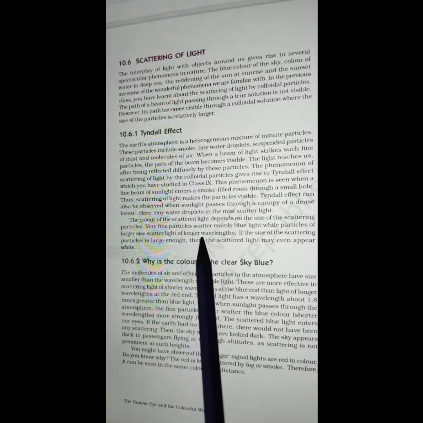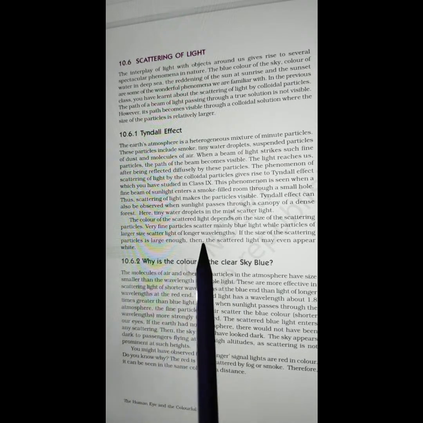The color of the scattered light depends on the size of the scattering particles. Very fine particles scatter mainly blue light, while particles of larger size scatter light of longer wavelengths. If the size of the scattering particles is large enough, then the scattered light may even appear white.